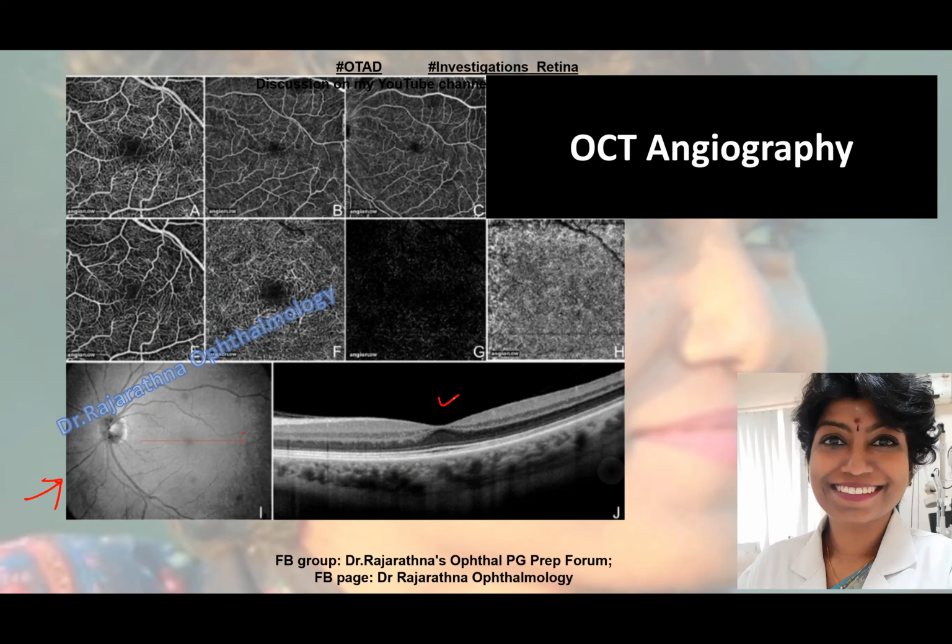All right. Okay, so you understand this is a better answer for my question 1. Okay, question 2. All of the following are false regarding fundus autofluorescence except. So that means we have to find out the true statement.